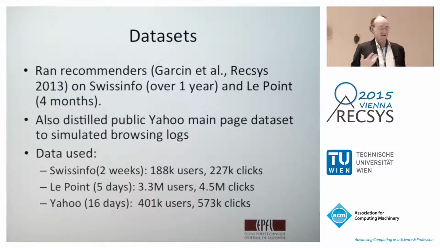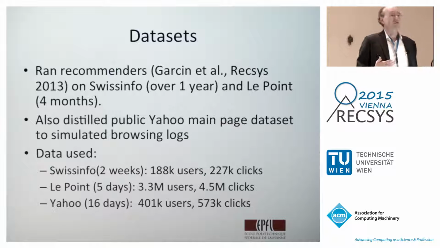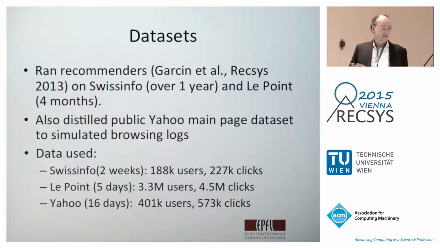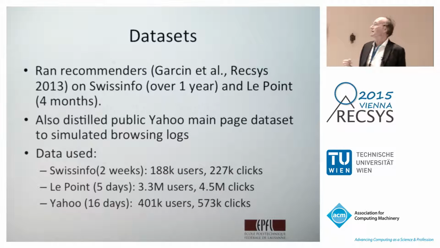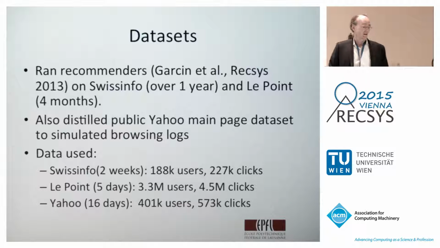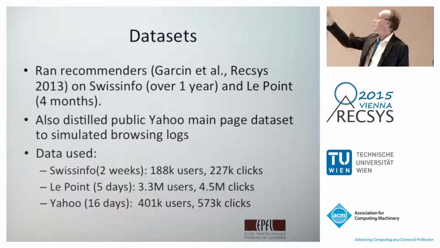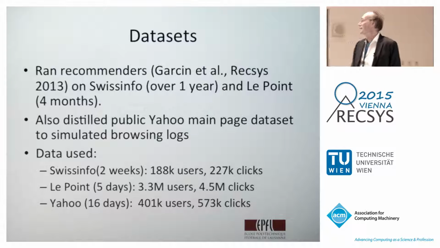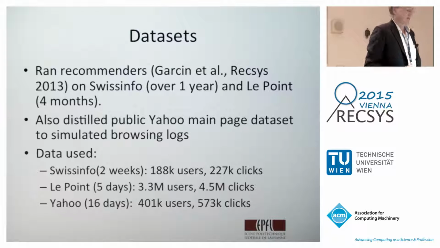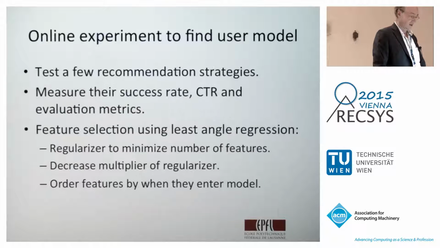Then we have a newer connection with the biggest French news magazine called Le Point. And it's been running there since April, and we've been gathering quite a bit of data there. And we also used the public Yahoo data set, and we distilled it into a form that we could actually use here. So not all the data is usable as traces. And so the data that we used in the end from Swissinfo, we had 220,000 clicks. From Le Point, we took 5 days and 4.5 million clicks. And the Yahoo data is over 16 days and 573,000 clicks.